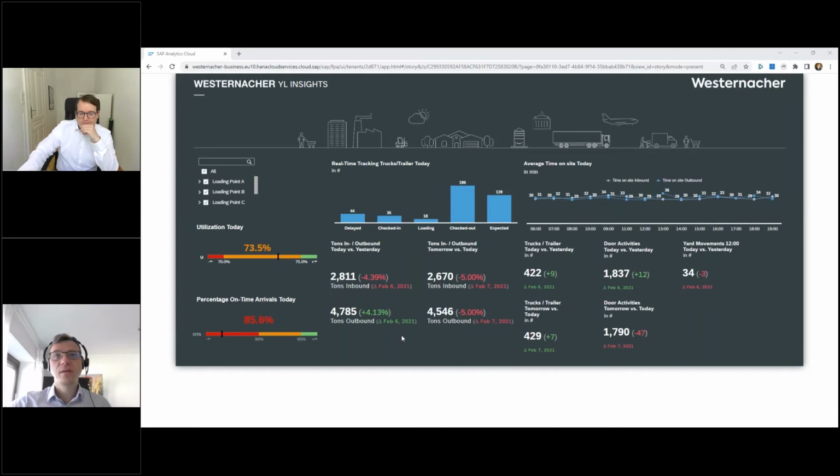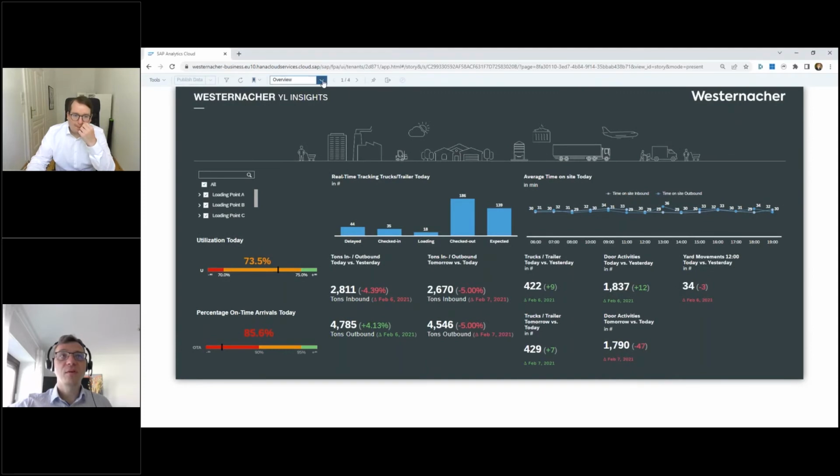Yeah, absolutely. With our time series chart, you see the last 24 hours of how our time on site is doing. Inbound and outbound wise, you can compare this. And again, you have a view today versus yesterday and today versus tomorrow with regards to the trucks and the door activities. And we also compare versus yesterday our yard movements. But that is of course not all. This is just the overview. We also have, and that is what Matthias was referring to, the details.